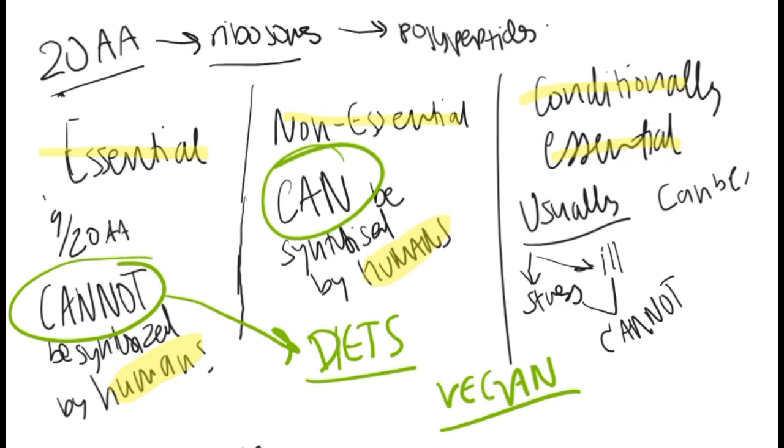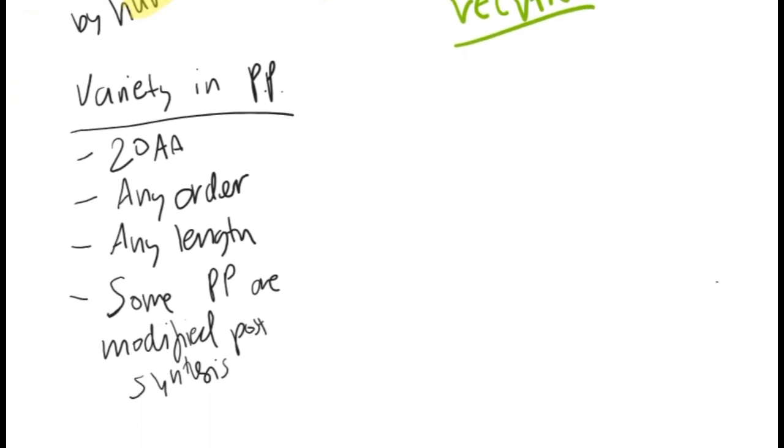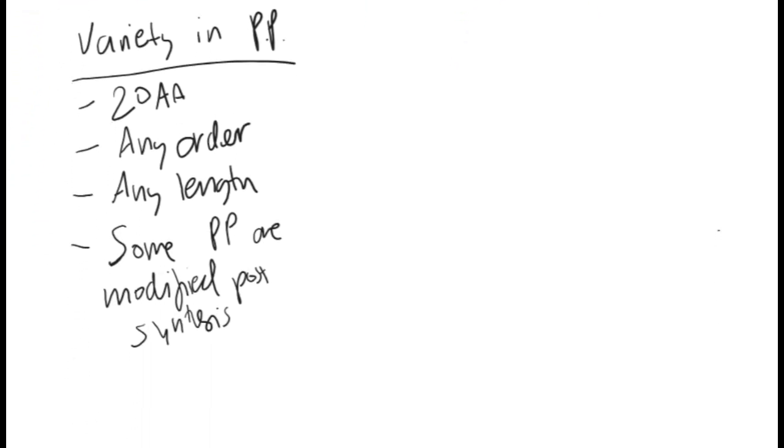Anyway, with these 20 amino acids arises a lot of variety, okay? So with amino acids or polypeptides, there's almost an infinite possibility of the type of polypeptide chain that can form, and that's because any polypeptide can use any of the 20 amino acids.